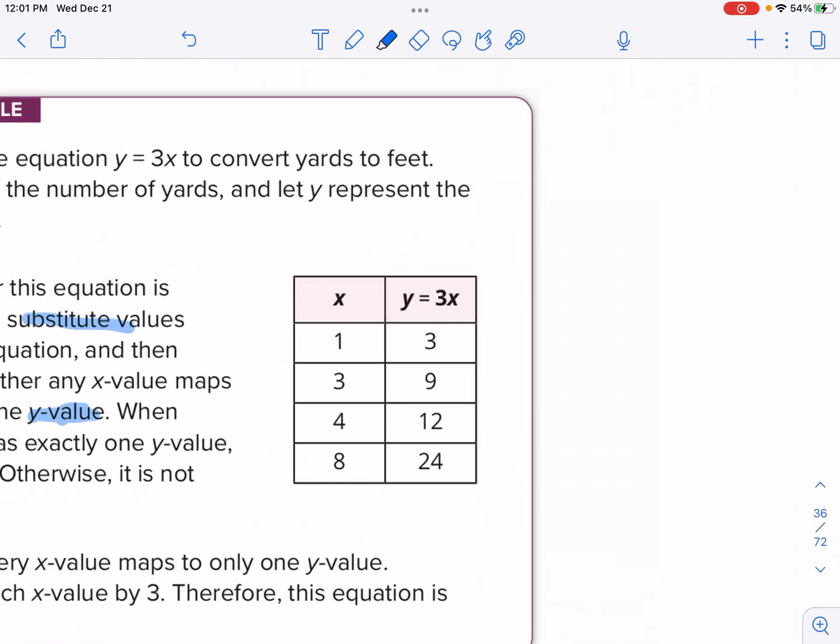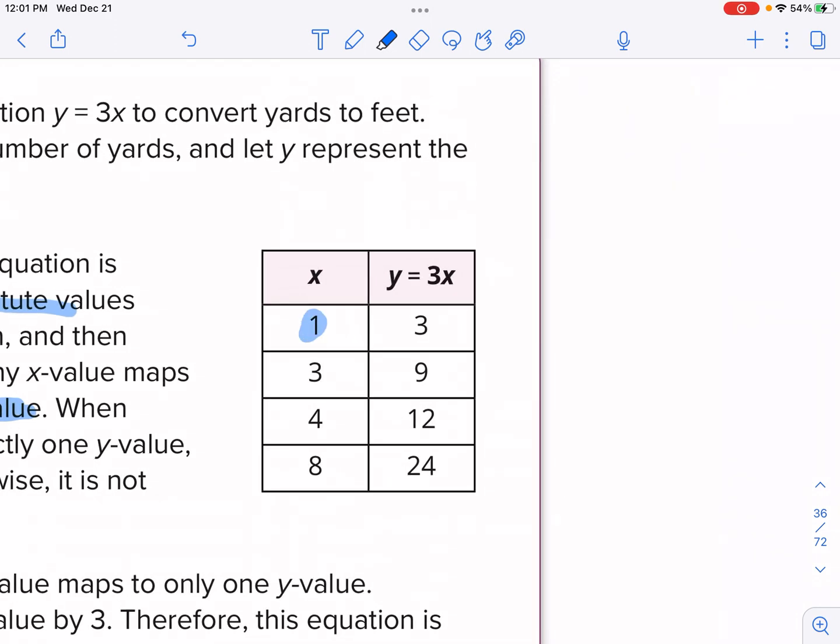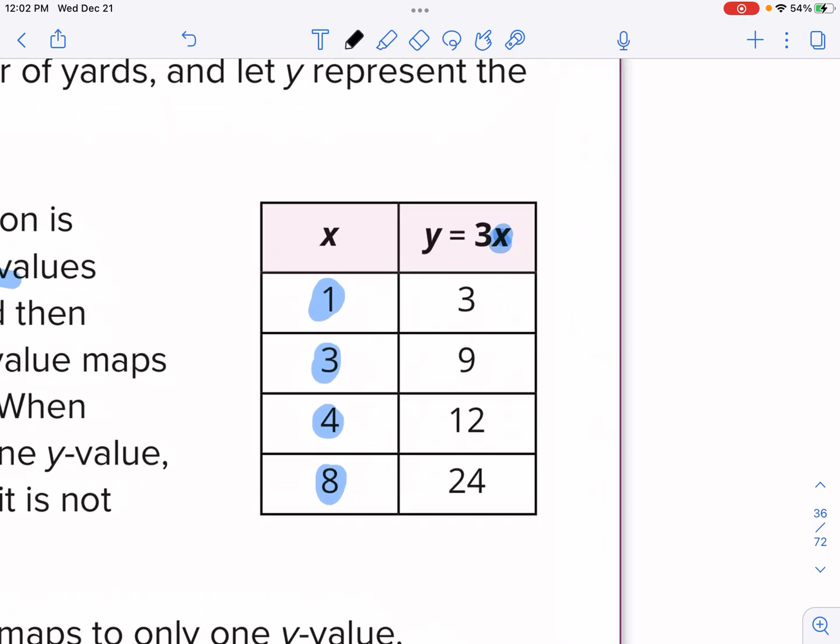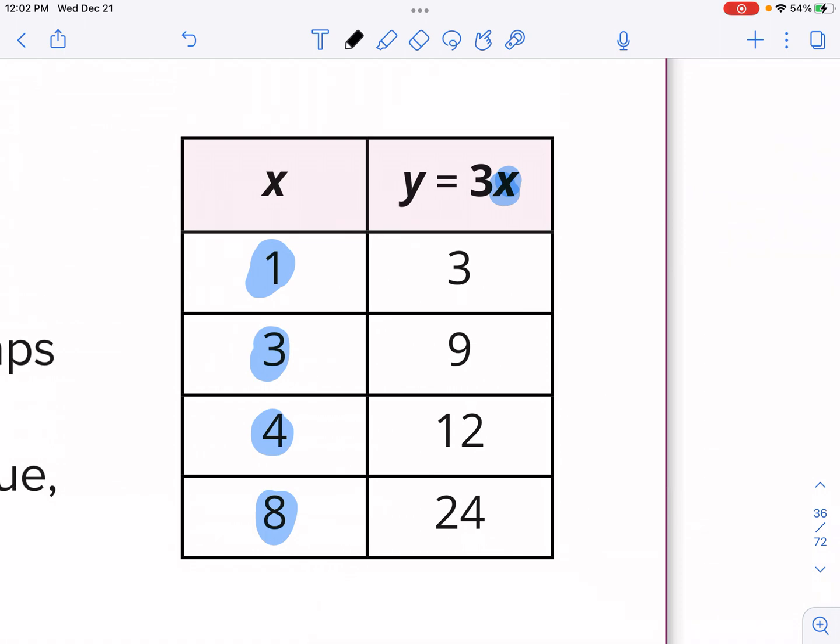So here, if we plug a 1 in for x, we'll have to multiply by 3. So 3 times 1 is 3. And keep going, 3 times 3 is 9. And we'll get 4 times 3 is 12, 8 times 3 is 24. Okay, so when we look at this, after we plug in these x values, is it a function? Does every input have one output? In this case, it is yes. 1 has one output, 3 has one output, 4 and 8 each have one output.